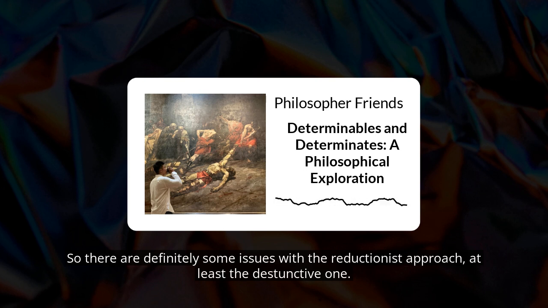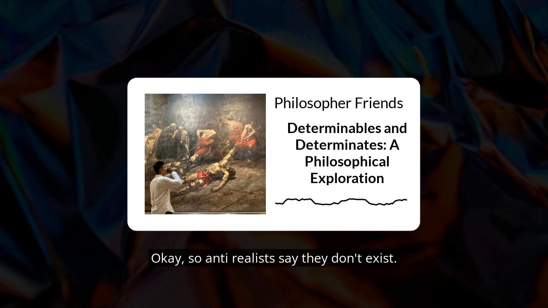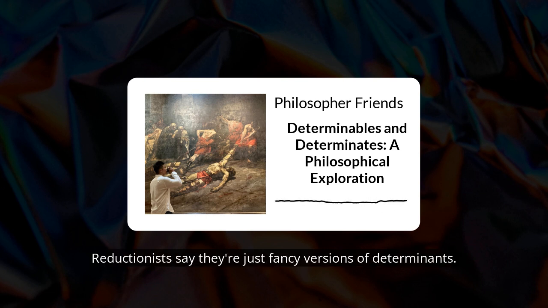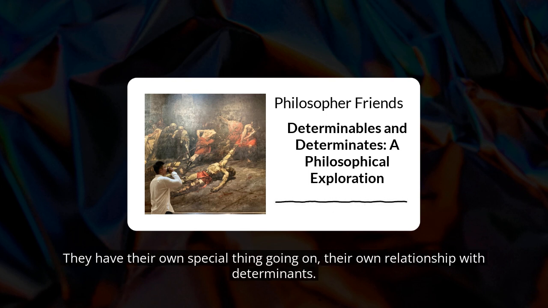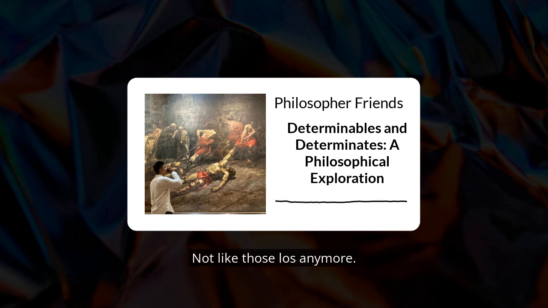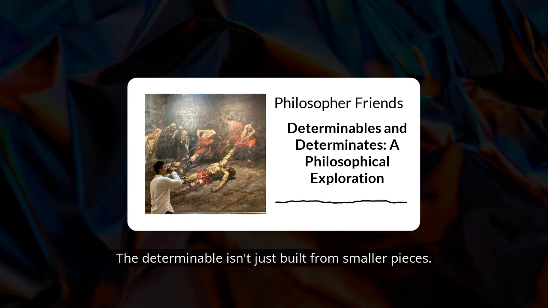Exactly. So there are definitely some issues with the reductionist approach, at least the disjunctive one. Okay, so anti-realists say they don't exist. Reductionists say they're just fancy versions of determinants. What about the non-reductionists? What do they say? They're the ones who say, no, determinables are real indeed. They can't be reduced to determinants. They have their own special thing going on, their own relationship with determinants. Not like those Legos anymore. The determinable isn't just built from smaller pieces.